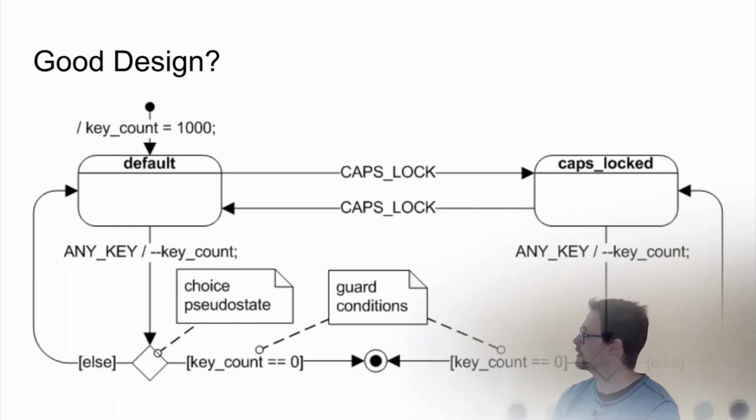If in these two states we press any key, we decrease the key count and we go to a choice pseudo state. And if the key count is 0, we go into the goal state. So then the machine cannot do anything more again. Otherwise, we just loop back more or less to the state that we were in. So what will happen with this keyboard? It will stop working after 1000 any key events. That's probably not a good design.